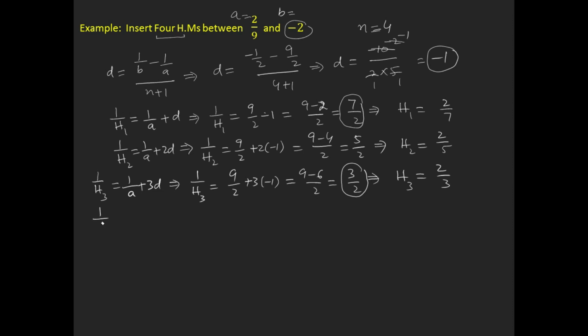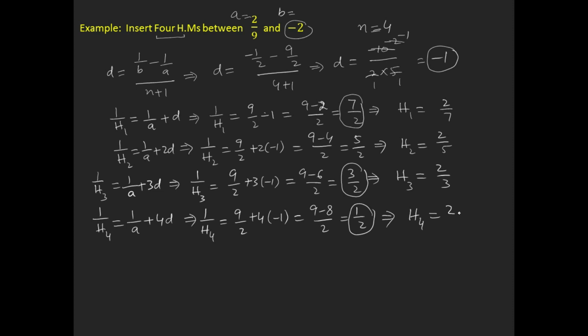Now the last one, 1 over H4 is 1 over A plus 4D. 1 over H4 is equal to 9 divided by 2 plus 4 multiplied by D. 9 minus 8 divided by 2, so the answer is 1 by 2. The answer of 1 over H4 is 1 divided by 2, and H4 is 2.